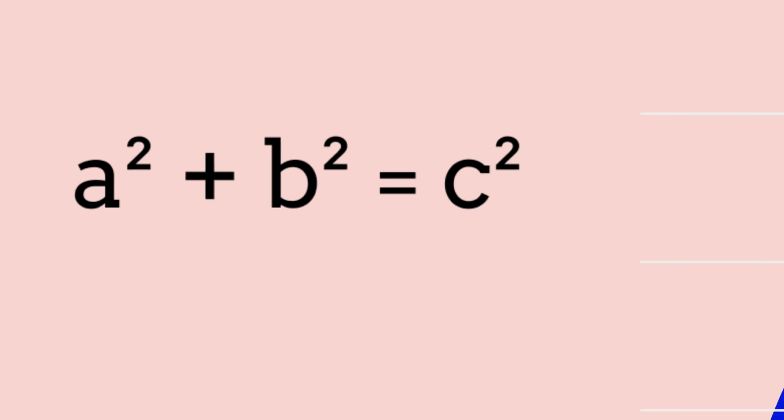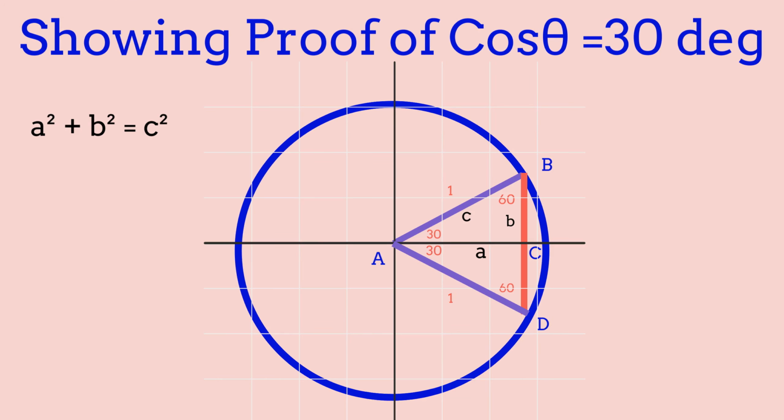Let's start by substituting our values in. We first have a squared plus b squared equals c squared. Let's replace that b squared with (1/2) squared, and replace that c squared with 1 squared. And since we don't have a squared yet, we're just going to leave that as a squared. So now our equation looks like this: a squared plus (1/2) squared equals 1 squared.